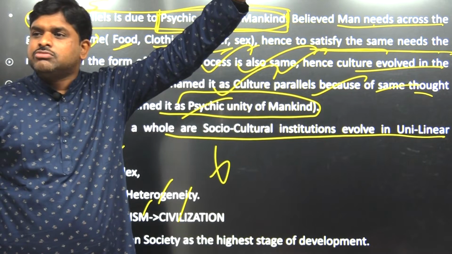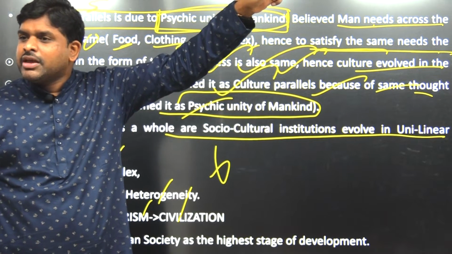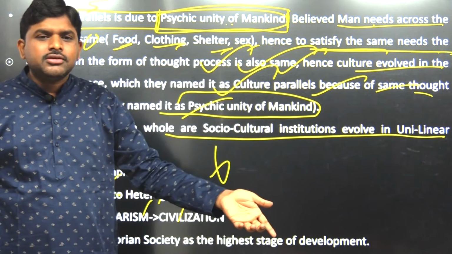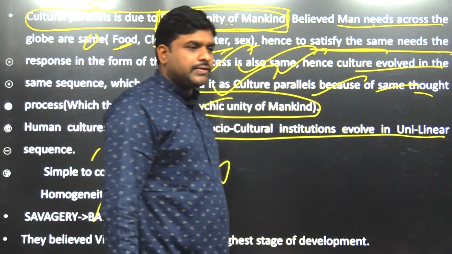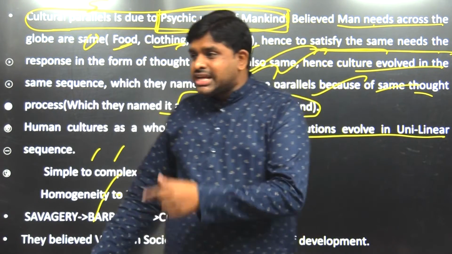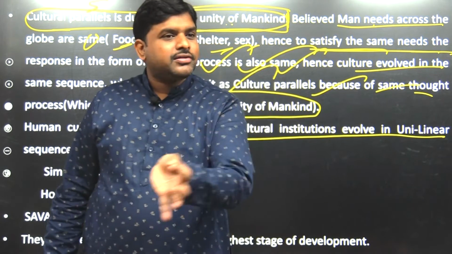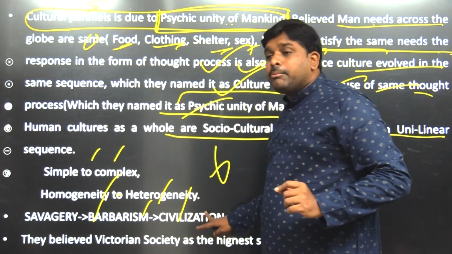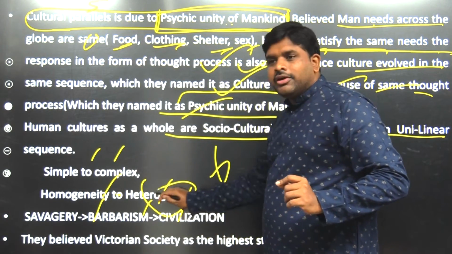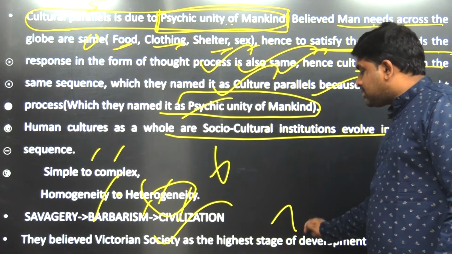If your target is to achieve civilization, what should the society be? Heterogeneous. Heterogeneity means diversity. It might be your GS answer. How we write is very important. The last stage is civilization. But see, the last point, the seventh.